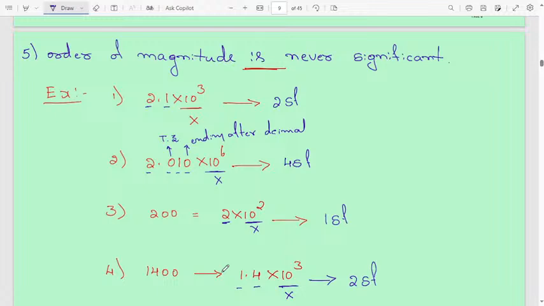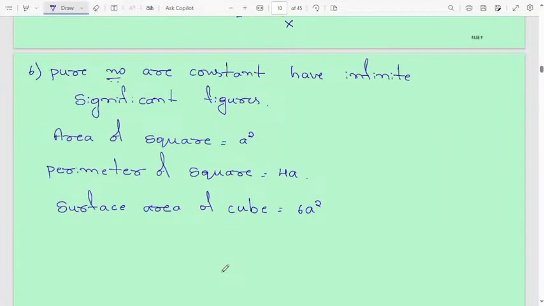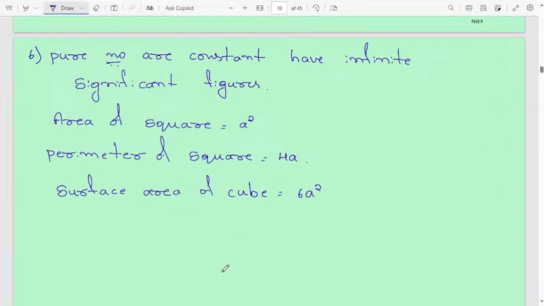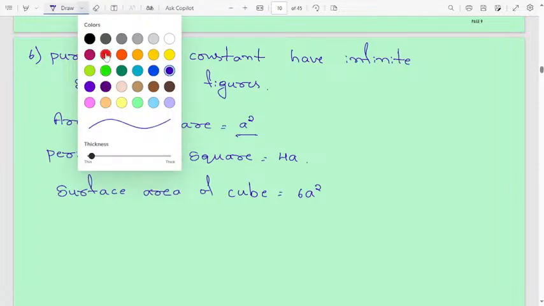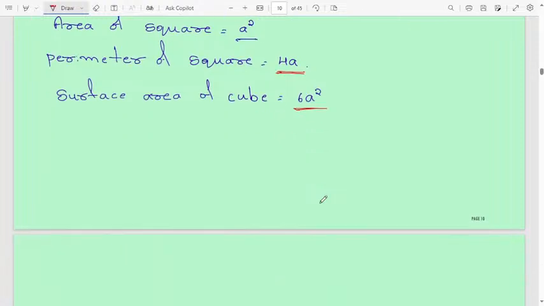Okay, let us move to the next rule, the last rule. Pure numbers or constants have infinite significant figures. Constants have infinite significant figures. Like the area of a square, you have infinite significant figures. Perimeter of a square, 4a, you have an infinite number of figures. Then surface area of a cube, 6a squared, like this you have an infinite number of significant figures.